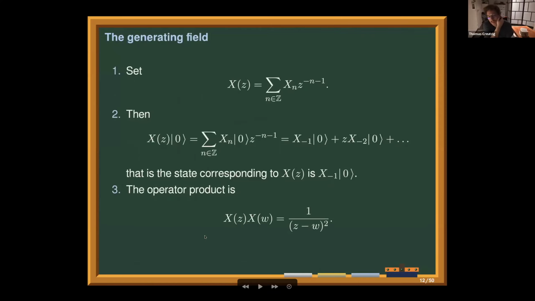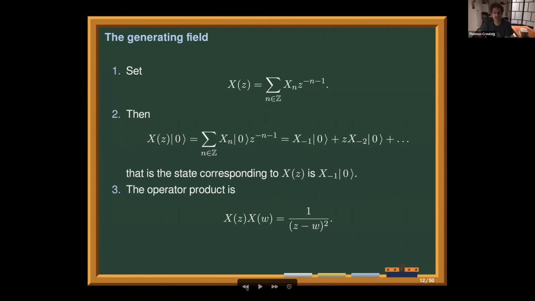Now, this algebra is generated by a single field, which we call x(z). Maybe in your lecture it had the notation derivative of x. Anyway, I call it like this. It is this infinite sum over the integers x_n z^(-n-1). And if you act with this on the vacuum, because the zero mode and the positive modes annihilate the vacuum, the first mode that doesn't annihilate it is x_(-1).